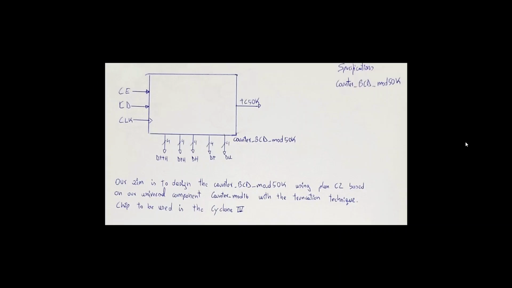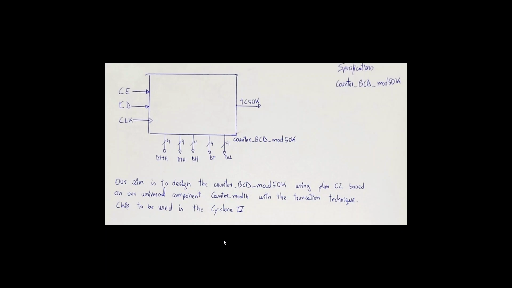We're going to explain our project based on the BCD counter mod 50K. We have here 3 inputs and 6 outputs, corresponding to the numbers, the terminal count, the count enable, the direct clear, and our clock. Our aim here is to design this chip based on the plan C2.